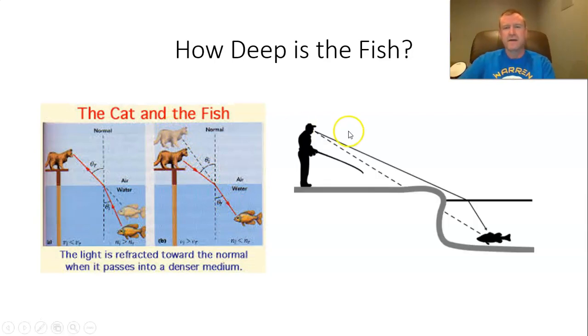Here's another picture, same concept. A fisherman sees a fish in the water. But if there's no water, if you look at the direct line of sight between the fisherman's eyes and the fish, the fisherman shouldn't be able to see the fish, but because of the water and that refraction, he's able to see the fish.